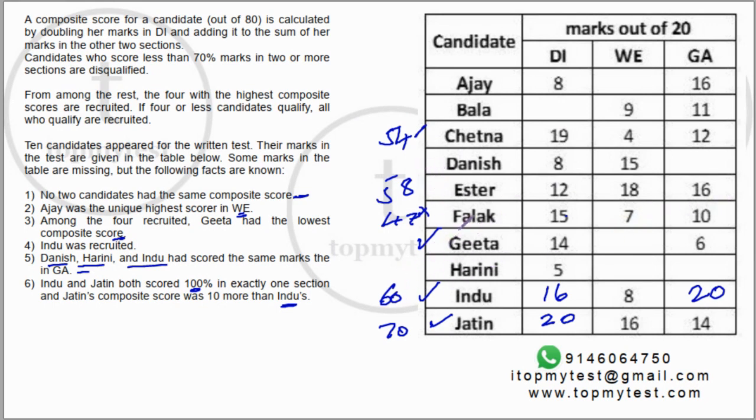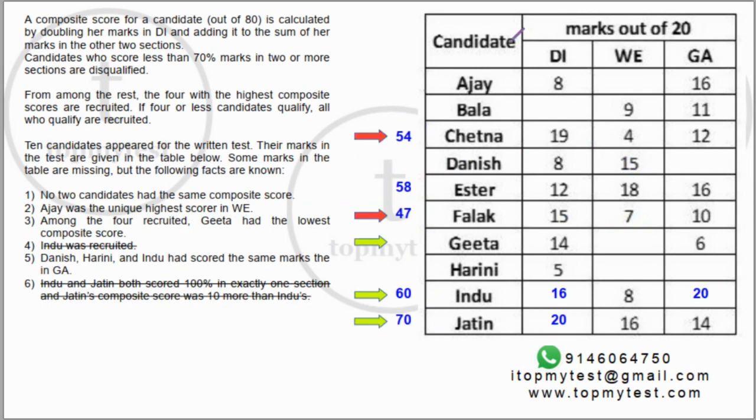Okay, we know Geeta is selected. Now, Geeta will score 28 plus 6, 34 plus 20, 54. Maximum score of Geeta can be 54. But Esther has scored 58, so Esther will also be selected. Okay, let's continue. We know Esther is selected.